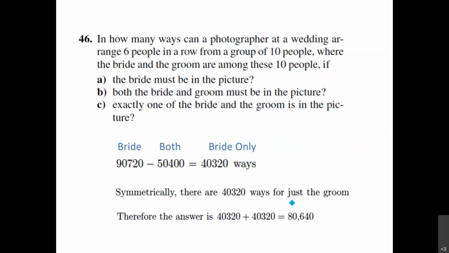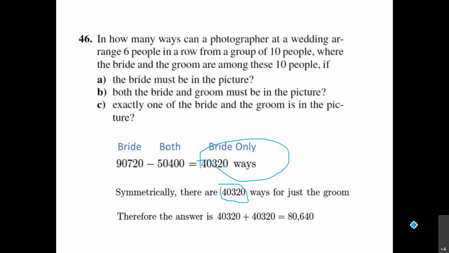So no, what I first said was right, it is exactly one. Like if they're both in the picture, you don't want that. You want either the bride or the groom. So first we got how many ways the bride can be there alone. And then symmetrically we said, well, you have the same many ways for the groom. Just literally swap them in the picture.